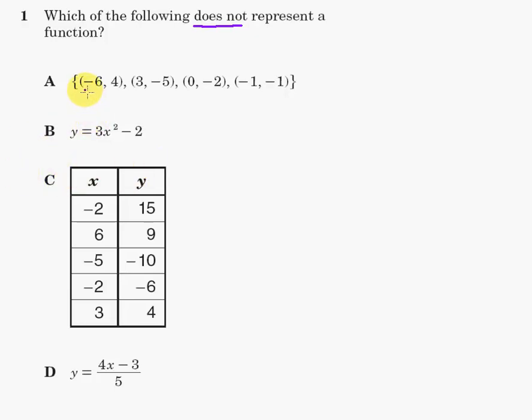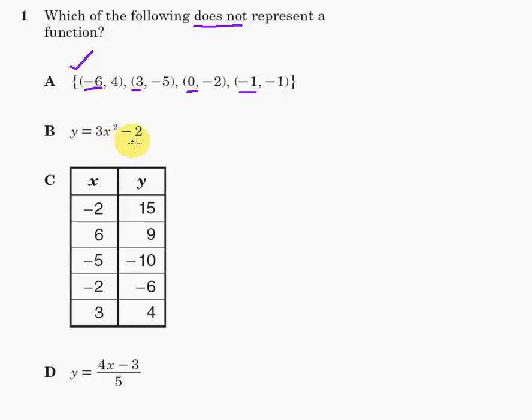On A, I look at my x values, -6, 3, 0, and -1, and I see that none of those repeat, so this is a function. On B, I have a quadratic equation. I know that because it's got an x squared in it. So this should give me a parabola when I graph it.